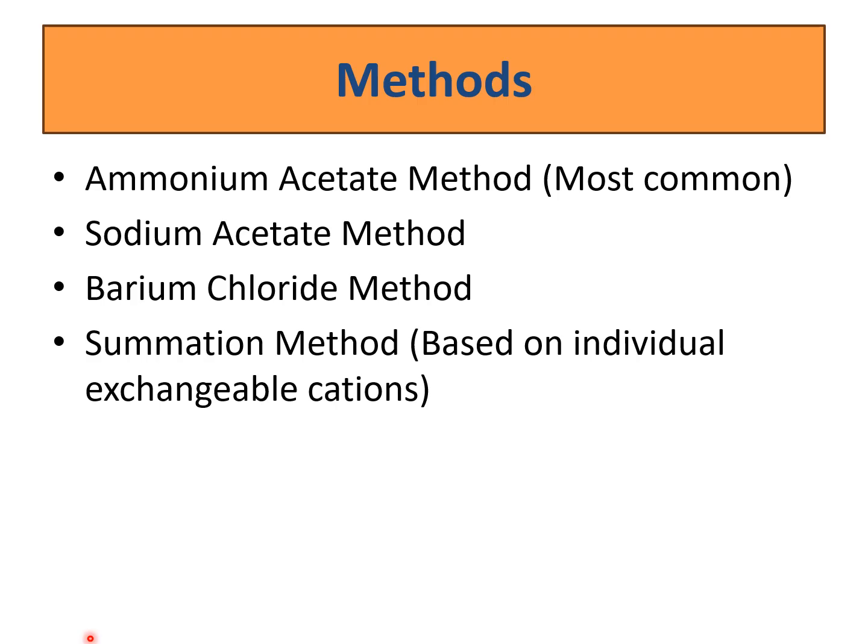Now you might be wondering, how do we measure this in our lab? There are different scientific methods, but all essentially follow the same logic. First, saturate the soil with a known cation, then replace it and measure how much comes out. The common methods include the ammonium acetate method, sodium acetate method, barium chloride method, and summation method, which is based on individual exchangeable cations present on the surface of the soil. The most widely used is the ammonium acetate method.